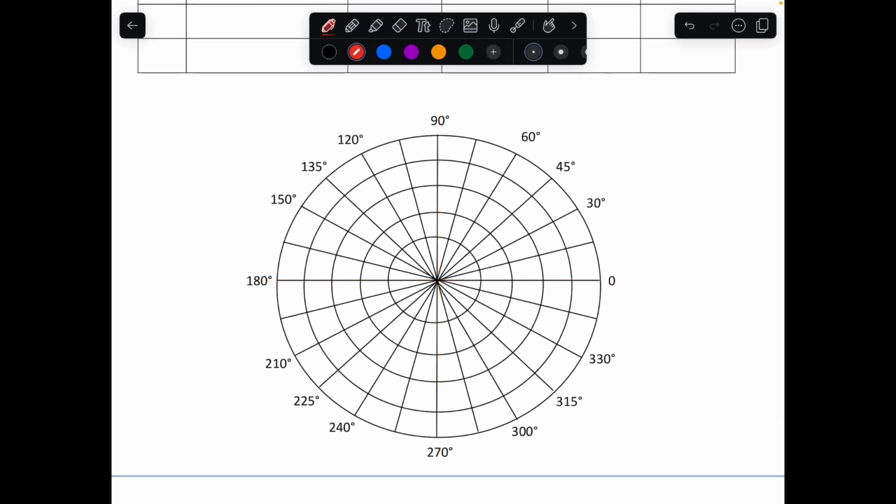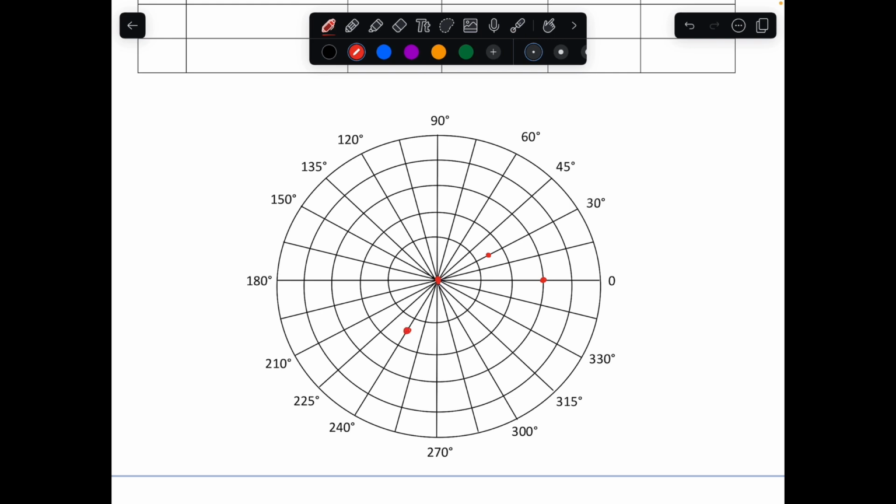So at an angle of 0, we had a value of 3. So we'll go out to the third circle. Then at 30 degrees, we had a value of 1.5. And then at 45 degrees, we had a value of 0. So we're at the pole. Then at 60 degrees, we had a value of negative 1.5. Now remember, 60 degrees is along this line. Now going in this direction would be positive. So if we have a negative 1.5, we're going to be going along the other direction. So negative 1.5 is going to land us over here.